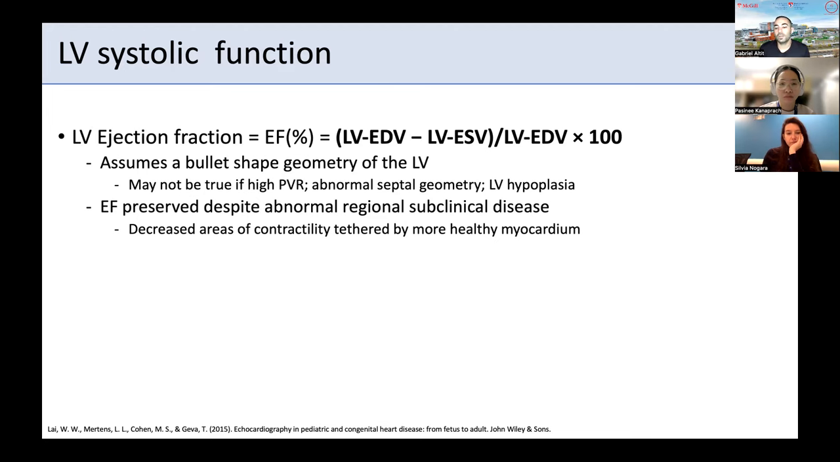So we see that in patients with some degree of coronary ischemia or subendocardial ischemia. We see that in patients that have some patchy heterogeneous LV disease, like fibrosis or beginning of cardiomyopathy. And that's why sometimes ejection fraction does not pick this up. And more, at least in the pediatric and adult world, we're using strain to see if there are some of these areas that are actually not working, okay?